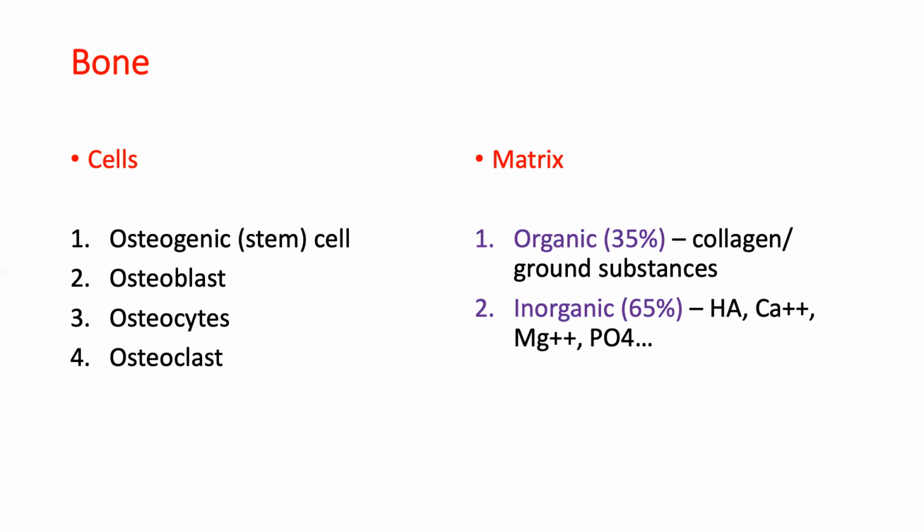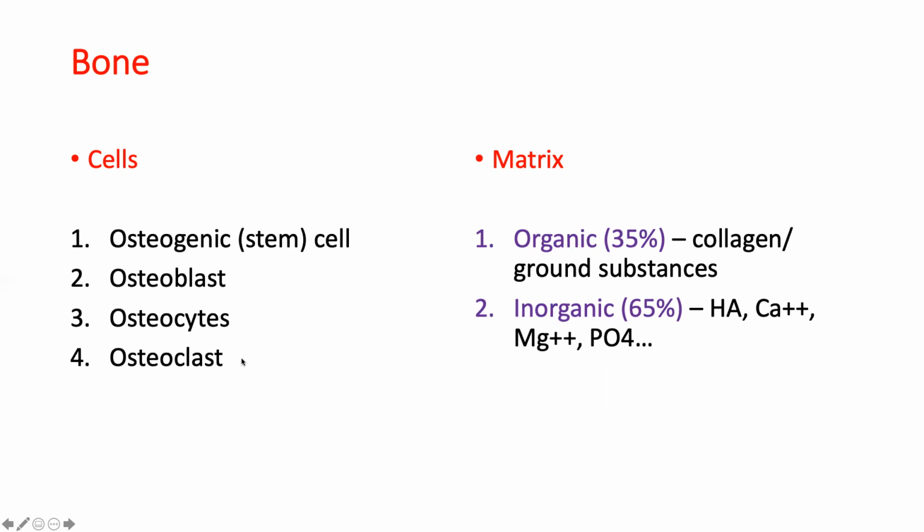And now the bone is a connective tissue, therefore it is made of cells and matrix, and the cell is the osteoblast. Of course, osteo means bone, blast means forming cell, so bone forming cell. Where do we get osteoblasts from? We get osteoblasts from the stem cell, which we call the osteogenic stem cell. And when the osteoblasts are in a resting state, they are called osteocytes.